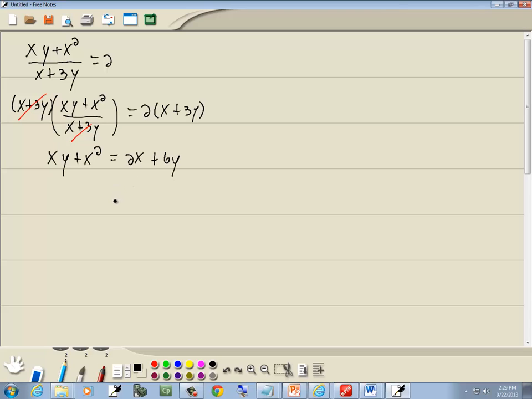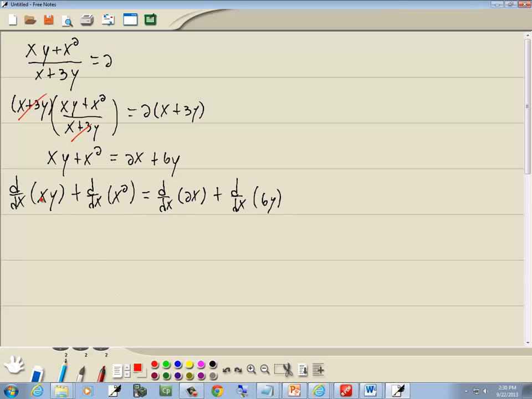And now we can take the derivative of everything where it's sitting. So I'll take the derivative of xy with respect to x, the derivative of x² with respect to x, the derivative of 2x with respect to x, and the derivative of 6y with respect to x.